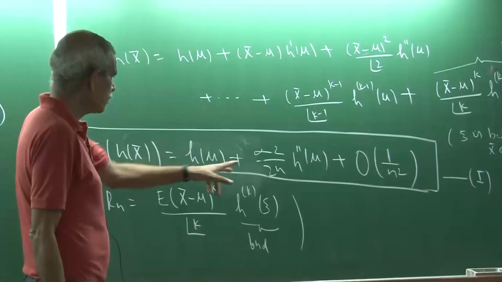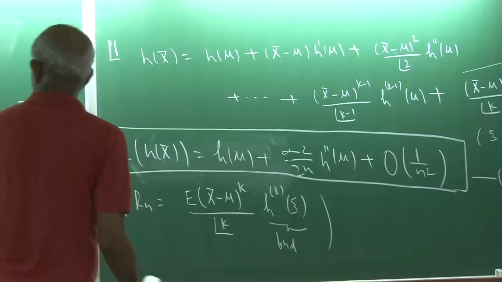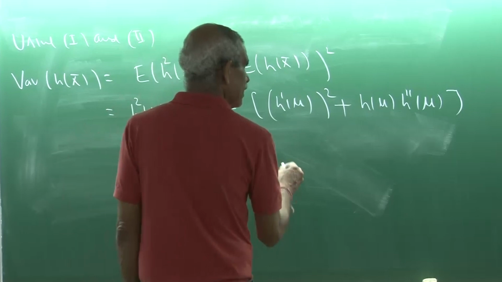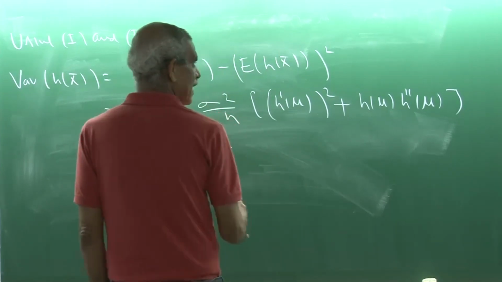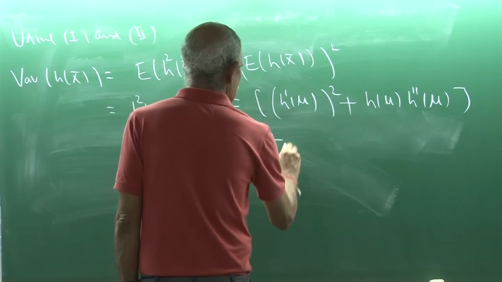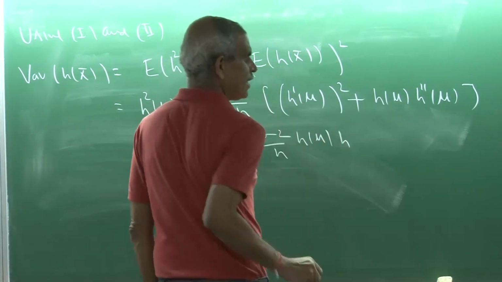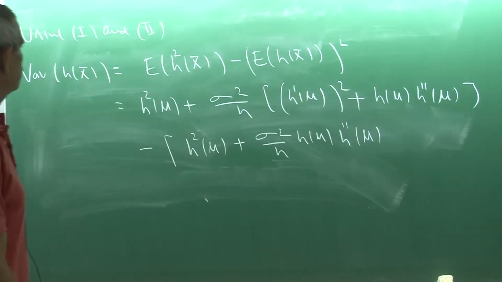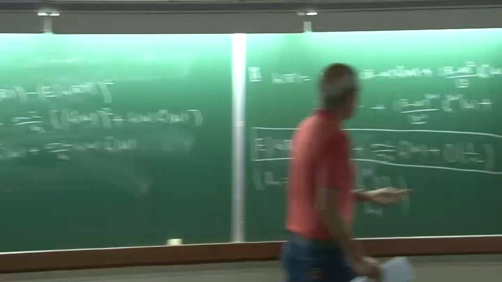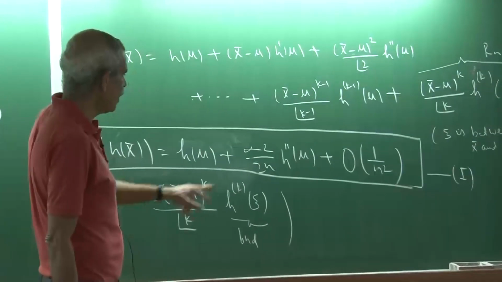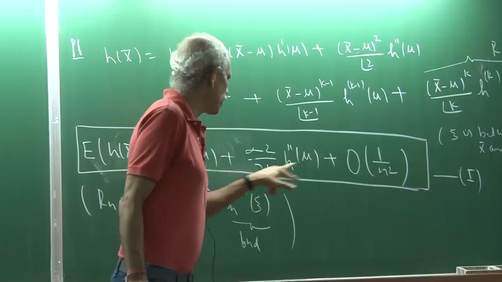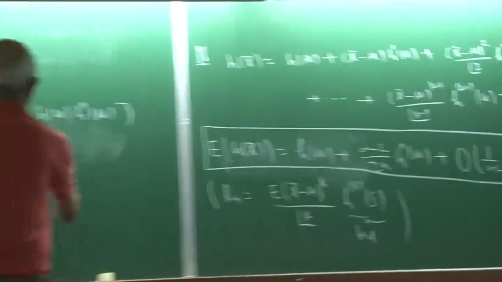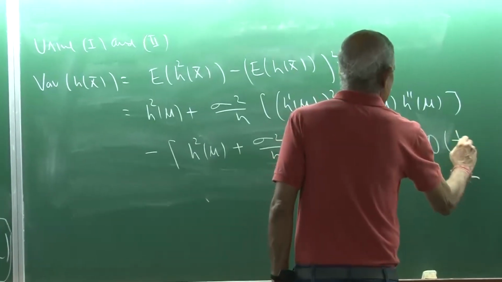Then the cross product term will be 2 times this, that means 2 sigma square by n, h mu h double prime mu, plus 2 times this would be little o and big O 1 upon n square. 2 times this would be big O 1 upon n square into 1 by n, big O 1 upon n cube. So everything else gets absorbed into big O 1 by n square.